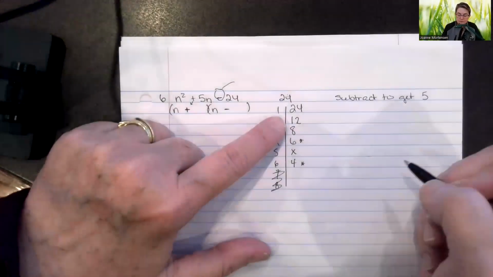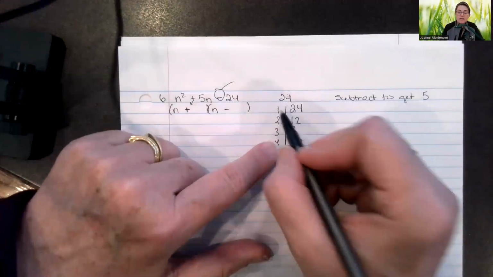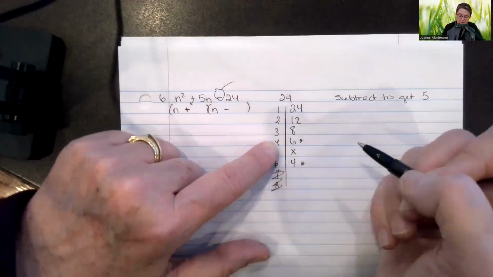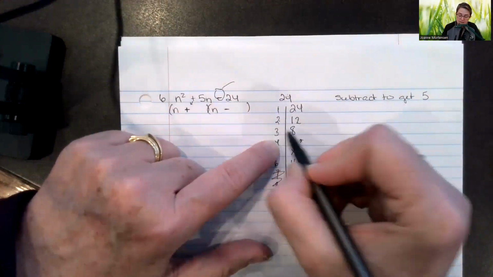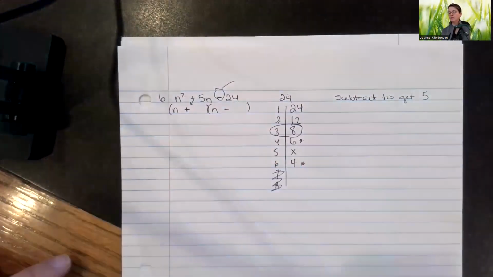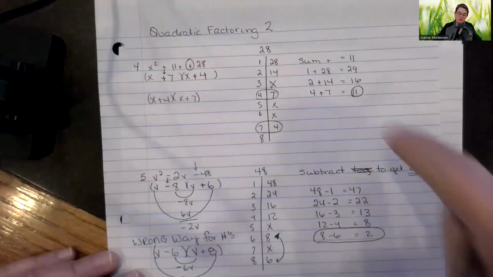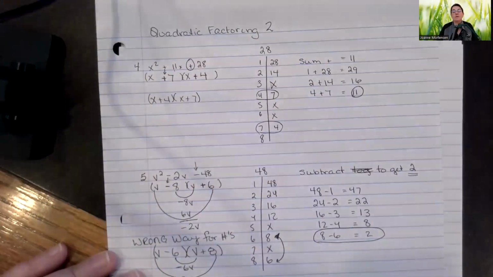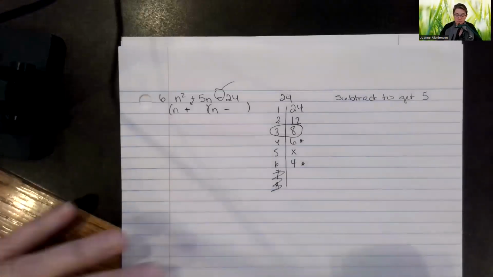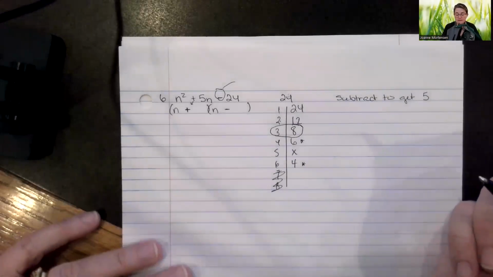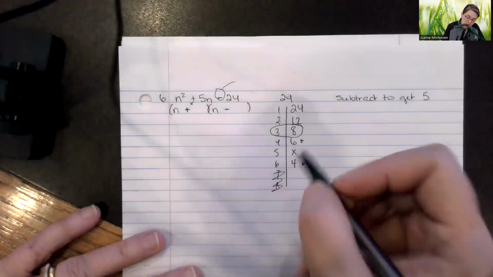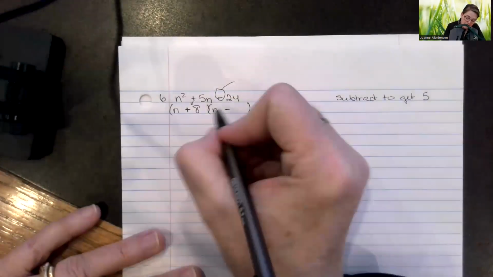So I can go through my list. 24 minus 1, 23. No. 12 minus 2 is 10. Nope. 8 minus 3. There we go. There's the set I need. So on these previous ones where I wrote this out, if you need to do it, go for it. But I'm just subtracting, so we can do that. Hopefully you can do that in your head too. Yeah, big number out front, small number in the back.